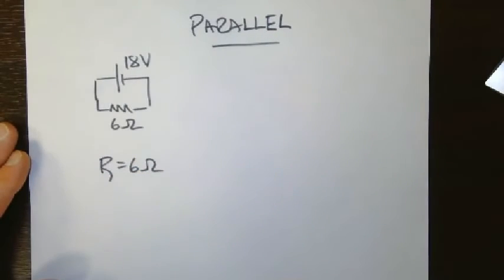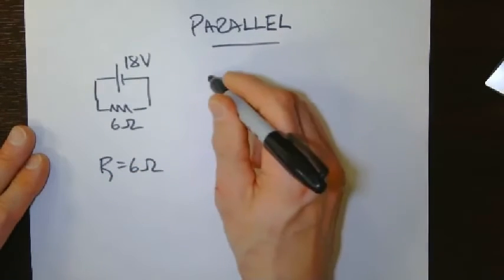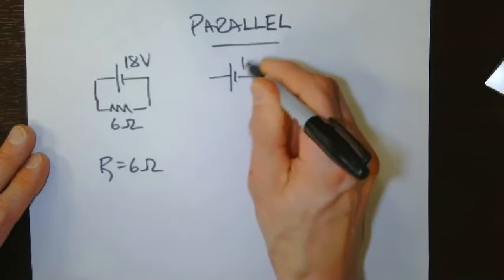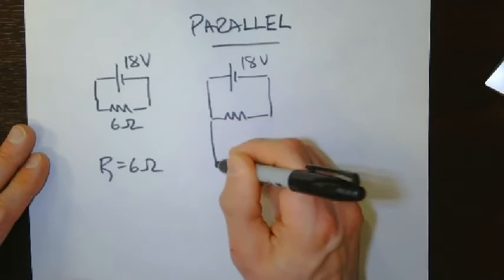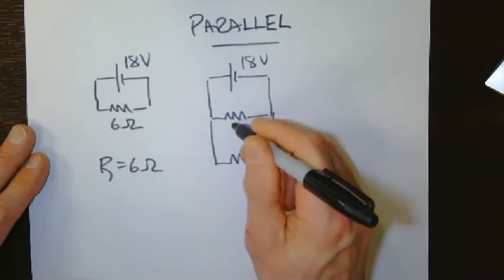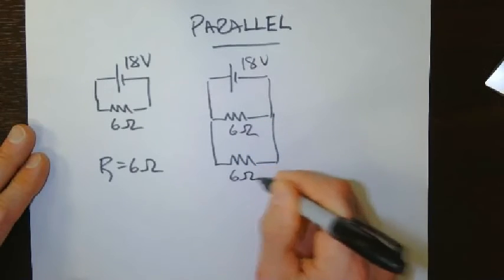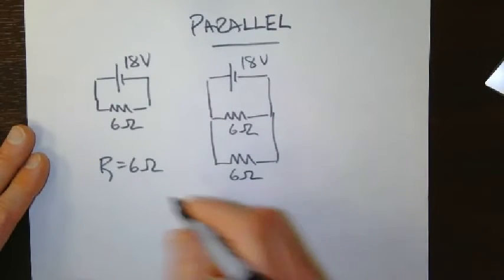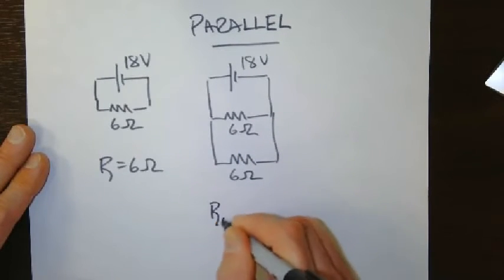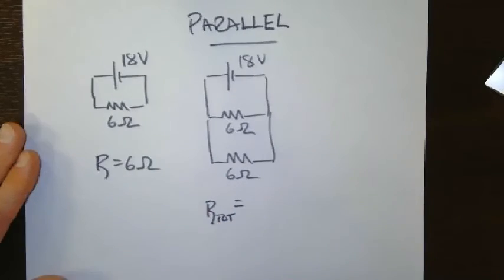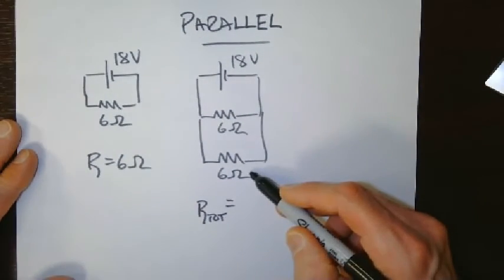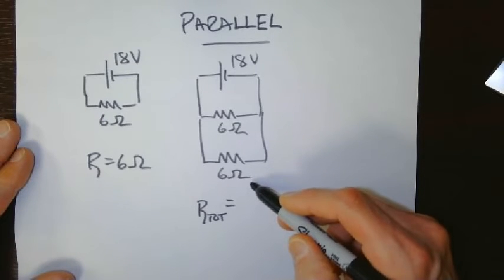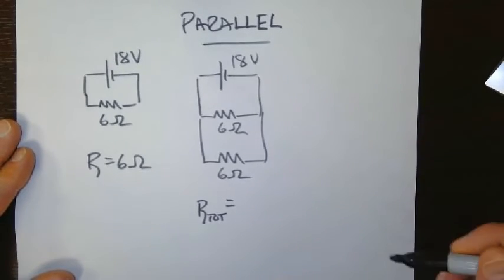You'd be correct. Okay, let's now take the 18 volts again, and let's put 2 6 ohm resistors in parallel, okay? And what if I said, what is the R total? Now, if you've been paying attention to the last example, you know that the R total should be less than 6, right? Well, what's it going to be? Let's see if we can figure this out.